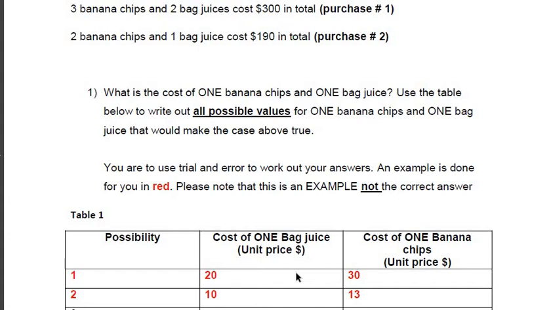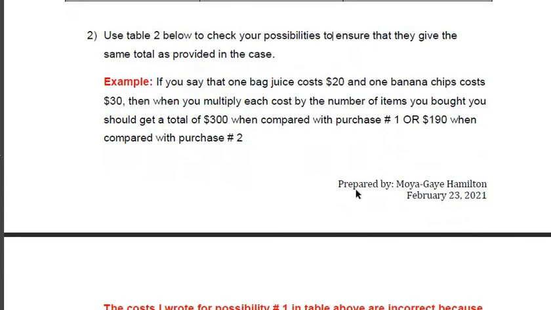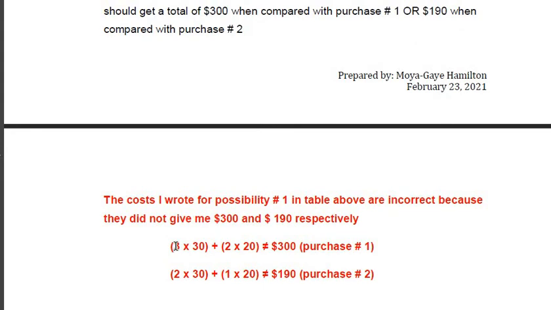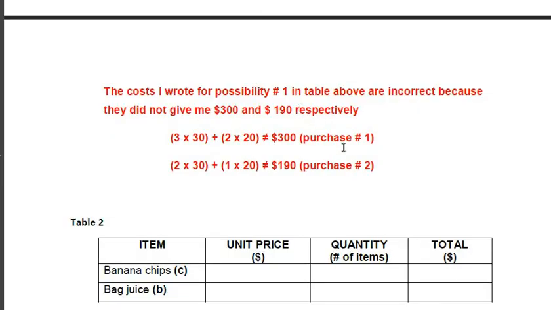If it is that I did an educated guess, right? But whenever I added my 40 and my 90, I did not get 300. So this is what part 2 is asking you for. You are to check the possibilities to ensure that they give the same total. So here I did my checking. I said that the banana chips cost $30 and the bag juice cost $20. And based on purchase one, 3 banana chips and 2 bag juice, if I multiply the unit price, that is the cost for one, by the amount, which is 3, and add that to the unit price times amount for the bag juice, I should get 300. But I did not get 300, and I did not get 190 for the second purchase.